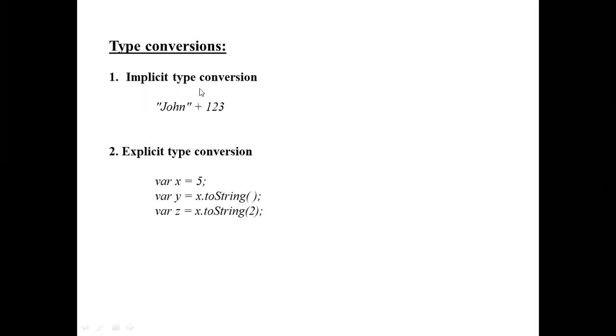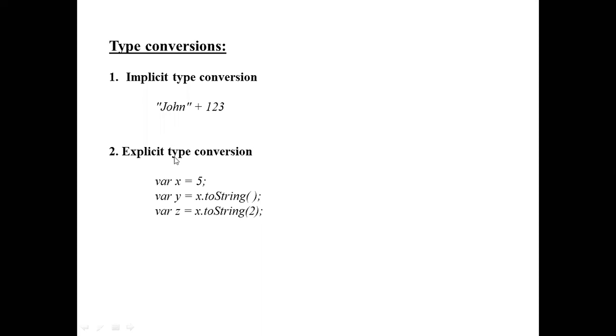Here, this type conversion is performed automatically by the JavaScript interpreter. The number is automatically converted to a string, so your 123 number is converted into the string "123". That is implicit type conversion. Next one, explicit type conversion.